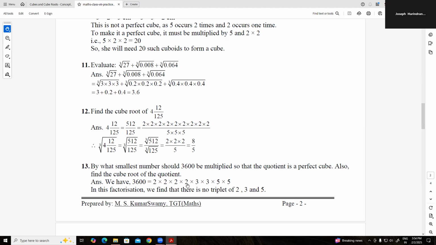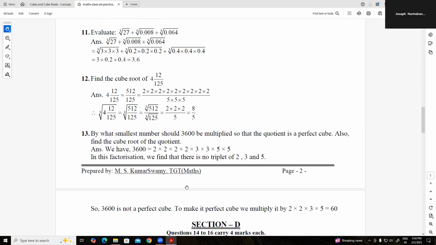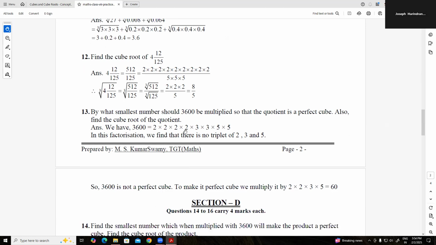And we need 2 more 2s. There's only 1 2 in the second triplet. One triplet is already formed there: 2 into 2 into 2, but there is only 1 2 there. Another 2 into 2 is required there to make it a perfect cube.